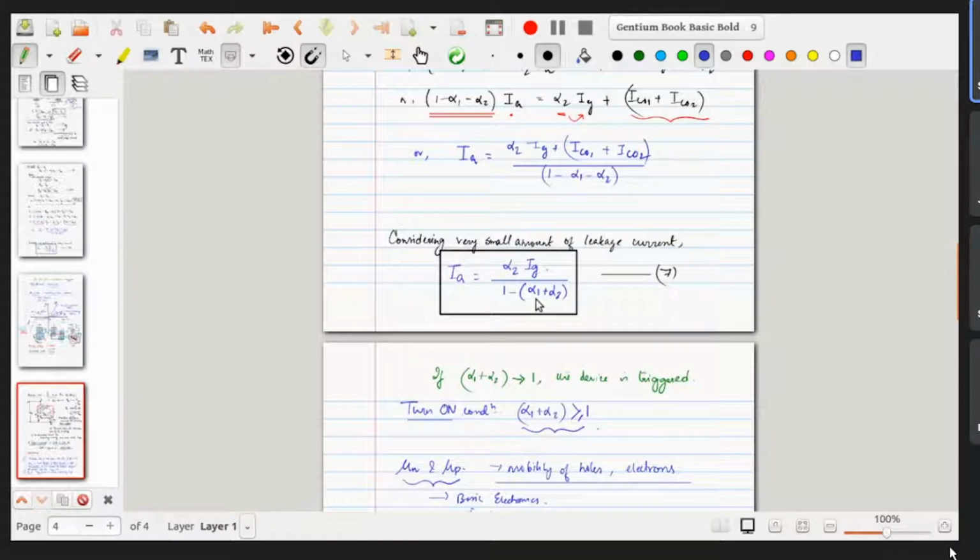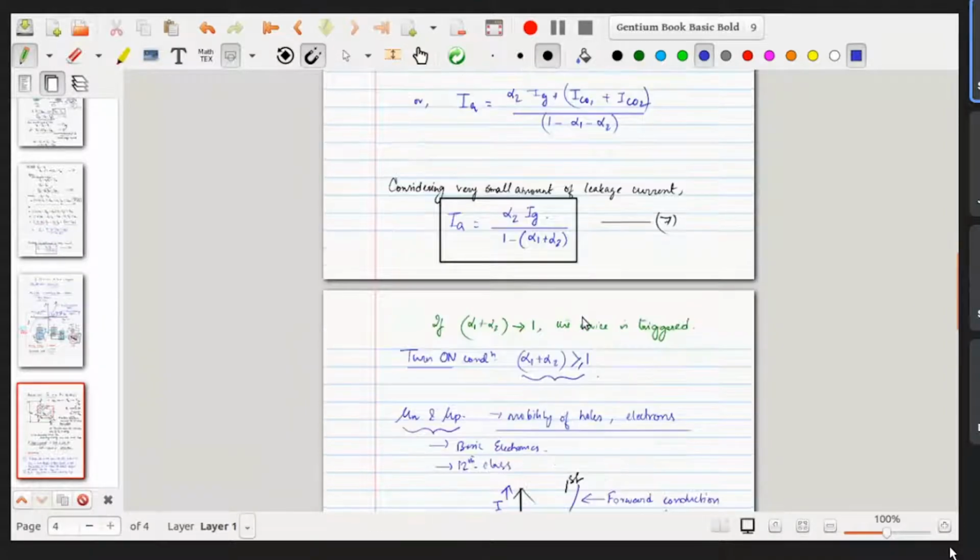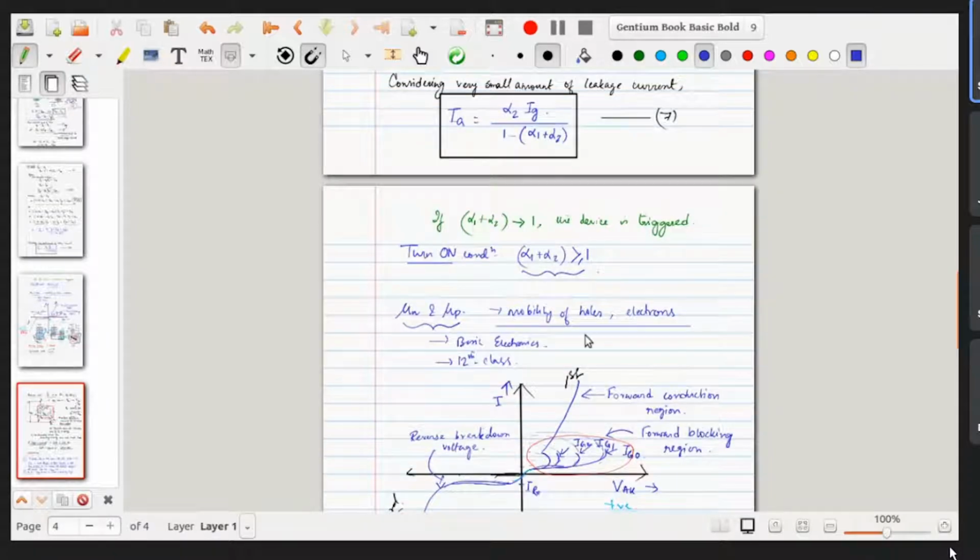And we observe that we have our dependence only on the alpha parameters, alpha 1 and alpha 2, of the transistor models that we are considering. So to make it into that on condition, we have to make alpha 1 plus alpha 2 sufficiently high, close to unity or more than that. If we can do that, then I_A, the anode current, becomes very high. So we can have a huge current flowing. That is the concept of the conduction current that we have. And how that can be triggered can be controlled by the mobility of the electrons and the holes parameter.